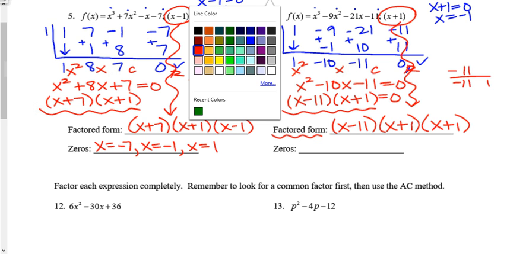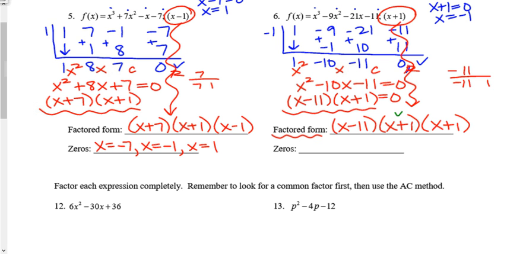And if you see this again, just like we saw on the front page, I have not once but twice x plus 1. So my zeros are going to be x equals 11, x equals negative 1 with a multiplicity of 2. I just have it twice because I had that factor twice.